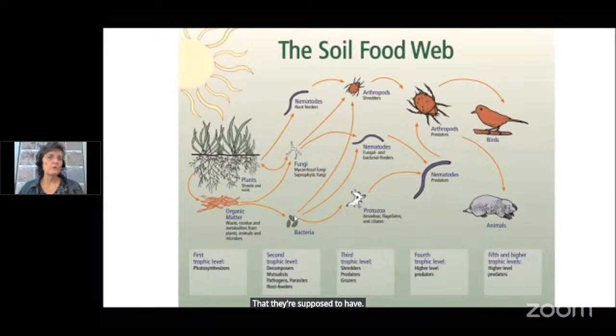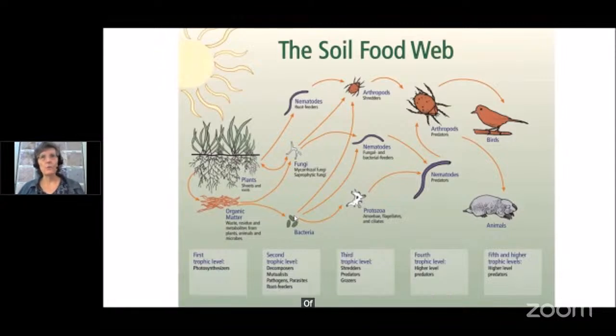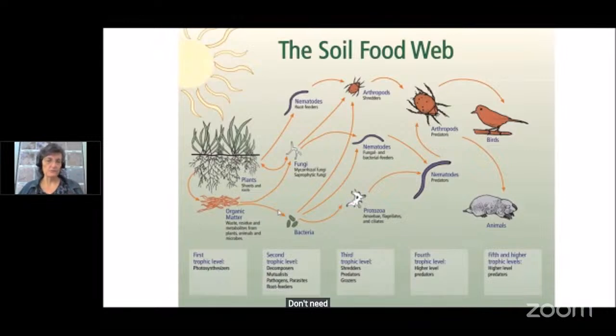So how do we reverse this? I don't want to spend a lot of time on the gloom and doom stories. I'm sure you're all just sick to death of hearing about all the ways that things are going bad. How do we reverse that? How do we get this biology back into the soil so we aren't dependent on any of those toxic chemicals? We don't need inorganic fertilizers. So let me quickly summarize that.